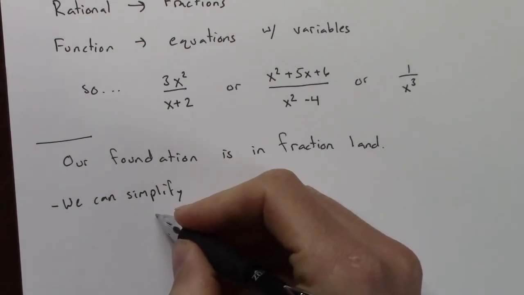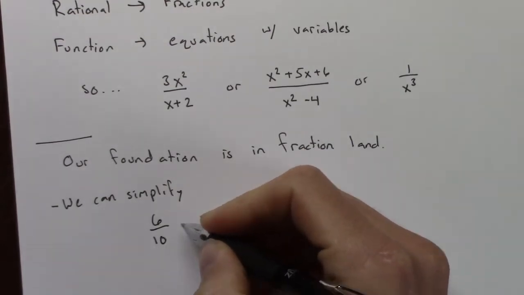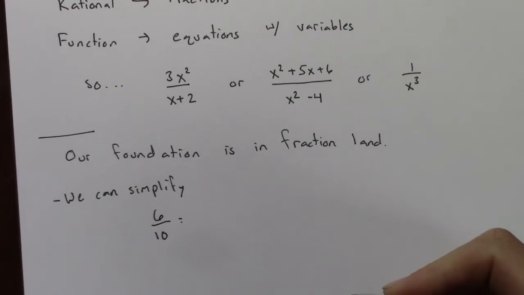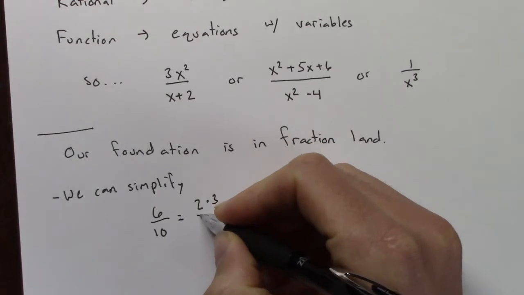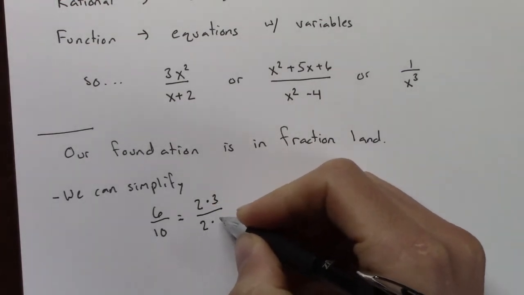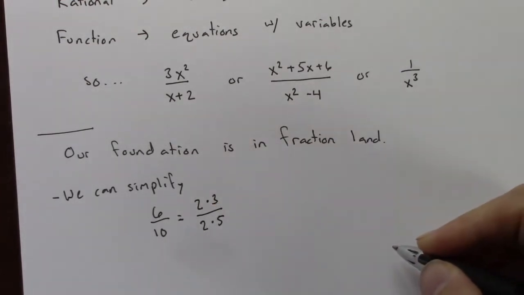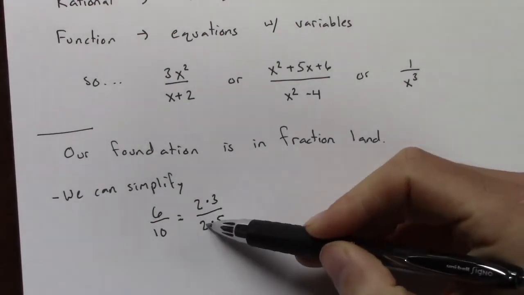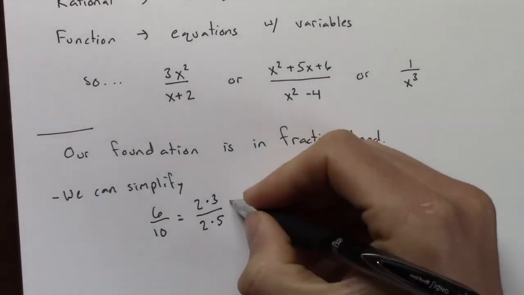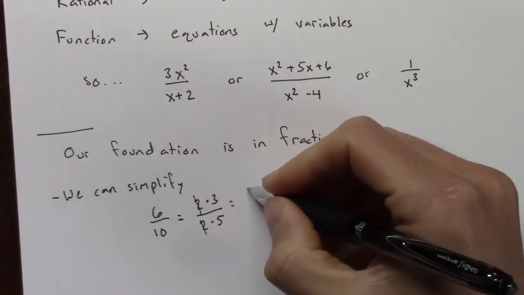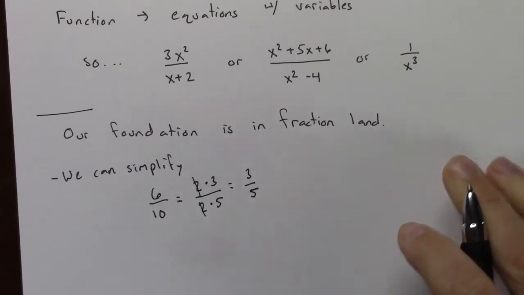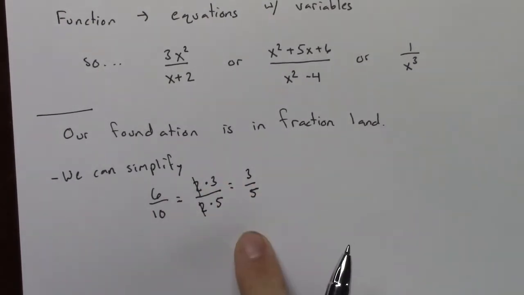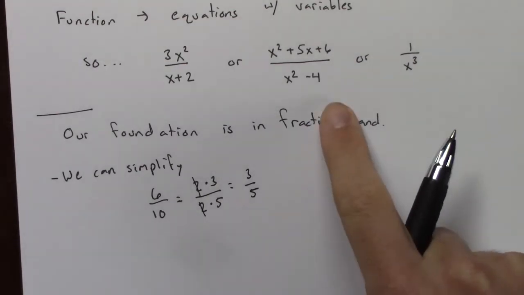For example, if I gave you the fraction 6/10, I'm going to belabor the point a little bit, but we could think about that 6/10 as being 2 times 3 on top, and 2 times 5 on the bottom, our denominator. Since the 2's are on both the top and the bottom, they cancel out, and you are left with just 3/5. And we have thus simplified our fraction. This core understanding will work the same for our rational expressions.